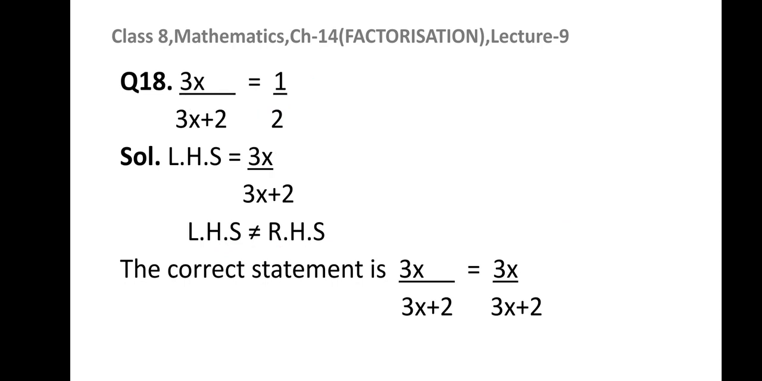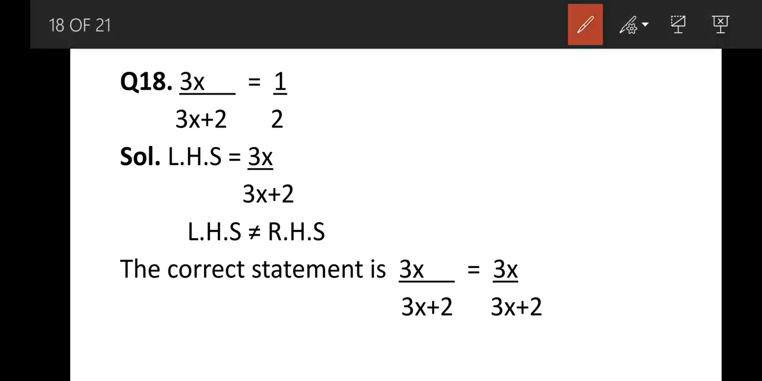Let us talk about question number 18. Question number 18 is, 3x is to be divided by 3x plus 2, and according to this question it should be 1 over 2. Now left hand side is 3x over 3x plus 2. This 3x is to be divided by 3x plus 2 as a whole unit. This is an expression, so we cannot break this expression. Okay, so this 3x is to be divided as a whole by 3x plus 2. So the answer will remain the same.